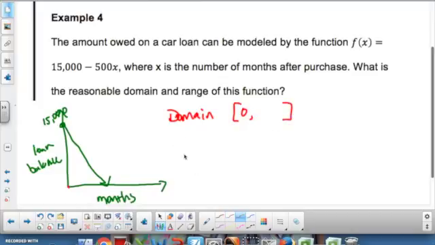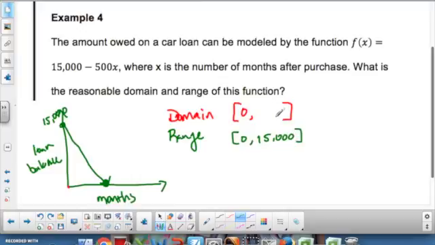But let's go ahead and talk about range for a second, because that we can pretty much get from the graph. When I look at this graph, it's clear that the bottom of this is going to be when I owe $0, because I'm not going to keep going down forever and have a negative balance. I'm going to stop making payments once my balance is 0. So when I hit 0, I have a dot, not an arrow. The upper limit of my range is that 15,000.